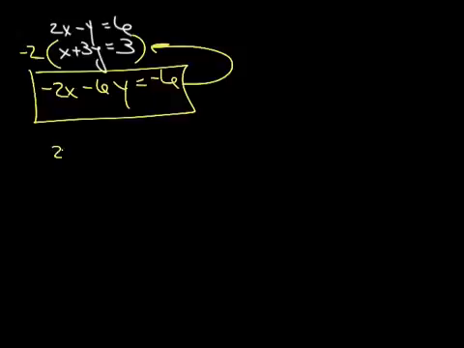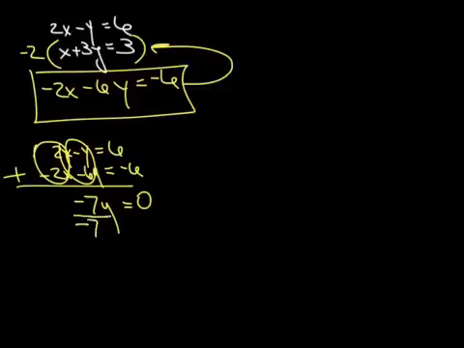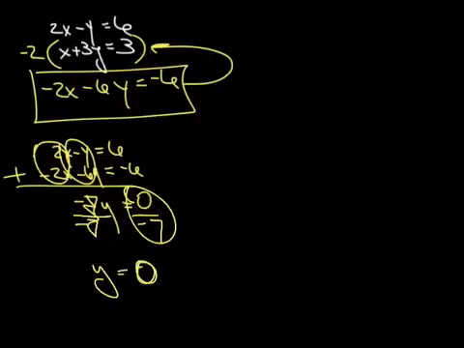So let's go ahead and write our 2x minus y equals 6, our top equation. And let's write our bottom equation here, negative 2x minus 6y equals negative 6. And let's add. So we add those together and we get 0. We add negative 1y plus negative 6y is negative 7y. And 6 plus negative 6 is 0. Divide both sides by negative 7, and y equals 0 over negative 7, or y equals 0. Any time you have 0 in the numerator, your answer is 0.